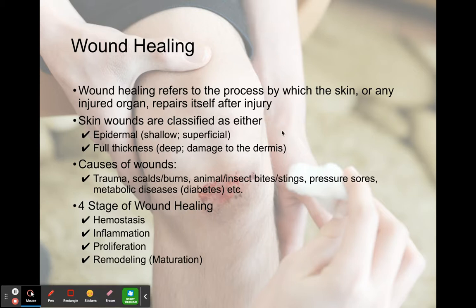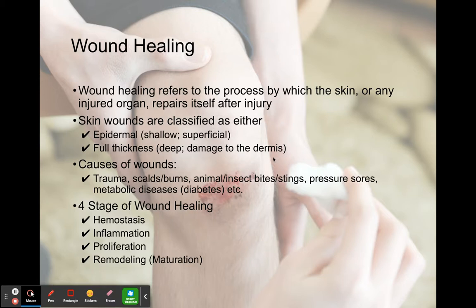They can be classified as either epidermal or full thickness. Epidermal means it's shallow on the surface. We have to remember that the outermost layer of the skin is your epidermis. For full thickness, it means the wound is deep and has damage to the dermis. So again, we have to remember the different layers of the skin. It's the epidermis, underneath that is the dermis, and then the subcutaneous fat layer.